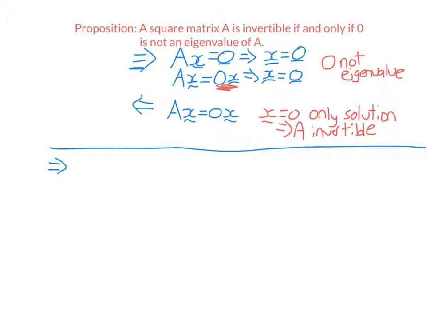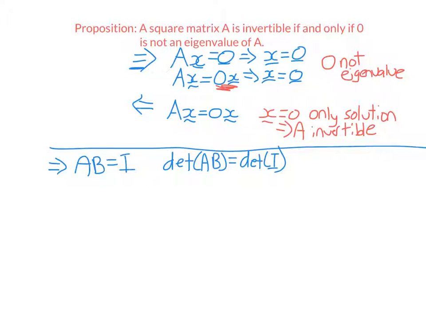So we'll start with this direction. We'll assume that A is invertible, and we will show that 0 cannot be an eigenvalue. The definition of being invertible is that if A is invertible, there is a matrix B such that AB is equal to I. So we can take the determinants of both of these matrices. The determinant of AB will be equal to the determinant of the matrix I.